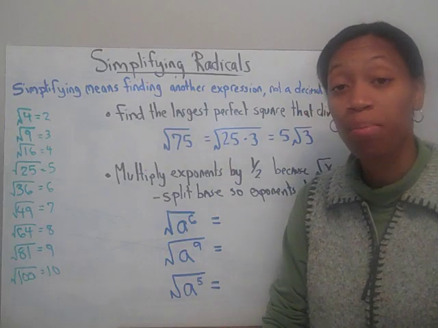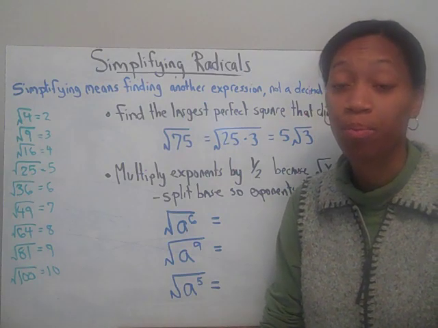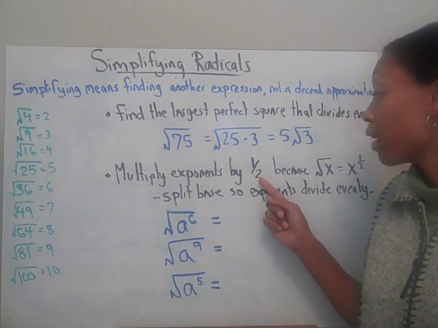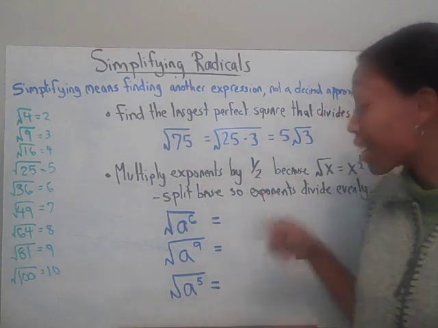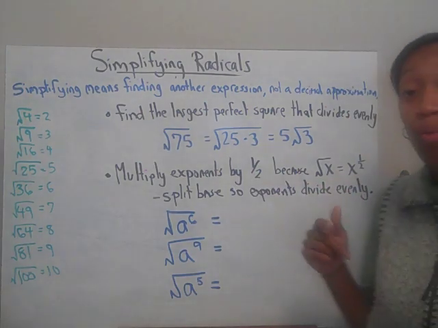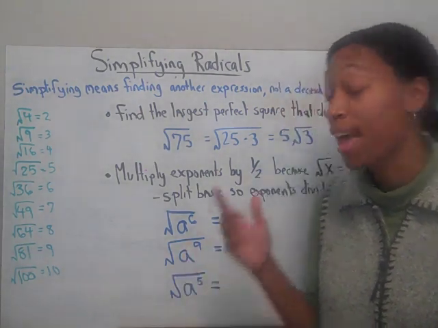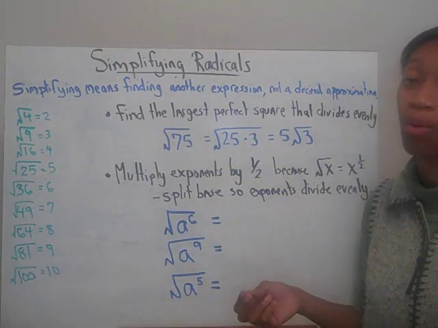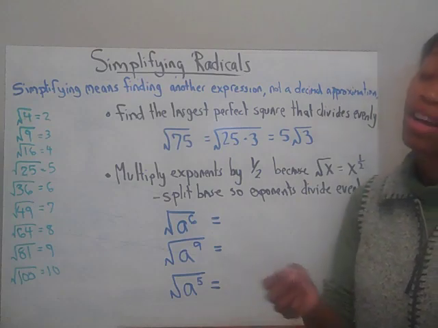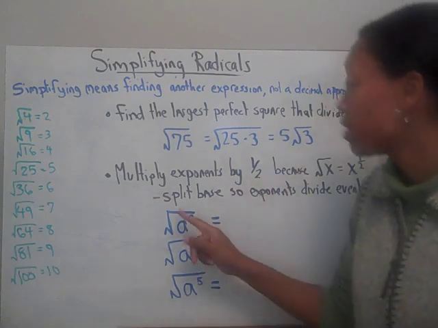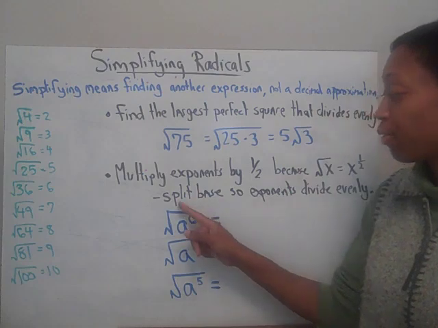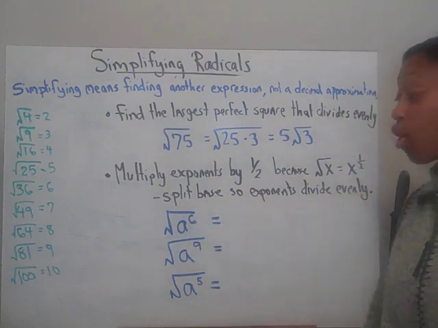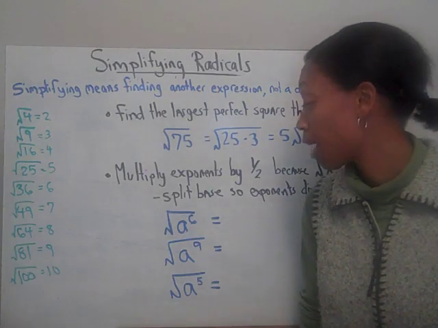Alright, now what about when we have variables? You're going to multiply the exponents by 1/2. Why 1/2? Because square root of x is x to the 1/2 power. So you're going to multiply the exponents by 1/2. Now sometimes you won't be able to take 1/2 evenly. A decimal is allowed, but for our purposes it's better if you split the base so the exponent divides evenly. Alright, so here's an example of what I mean by that.